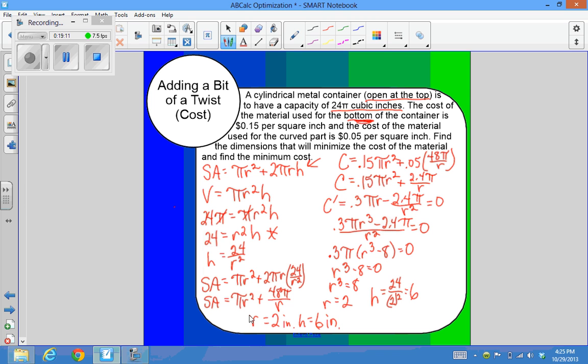It also asks us to find the cost. So to find the cost, you plug your r back into that equation or the one right underneath it, either one, and you should get it. Again, I'm without a calculator, so 1.8 pi dollars for your cost, and you can plug that in, and please give me a 2-decimal answer on that since we're talking about money.